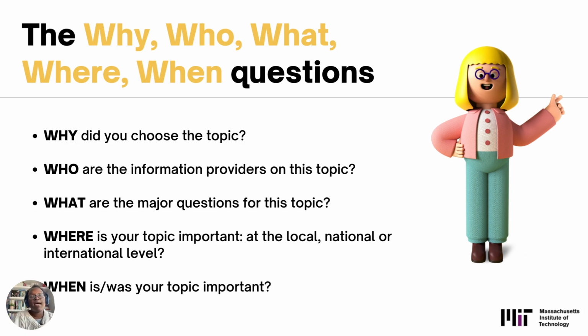So to summarize, I found a really good summary from MIT which asked these particular questions. I cover them in this video extensively, but it's something that you can also kind of reflect on as you're choosing your research topic. Why did you choose the topic? Was it important or relevant to a particular context? Is it a key topic that remains unanswered? Who are the information providers? Who are the experts? Who are the individuals in a business, in a city, in a community that you should speak to? What are the major questions for this topic that remain unanswered that still need to be addressed?